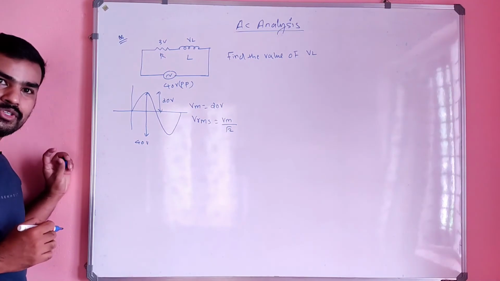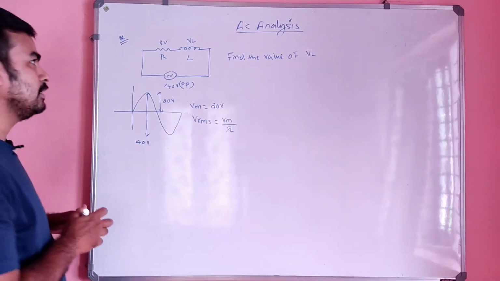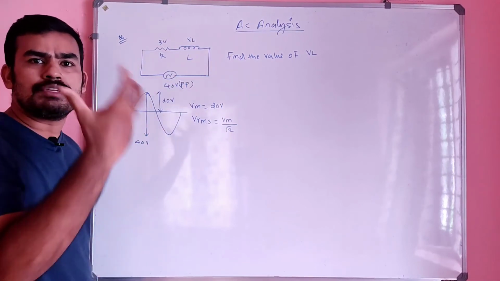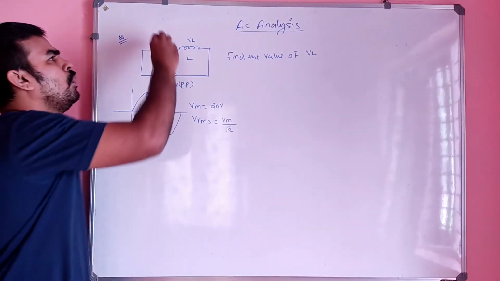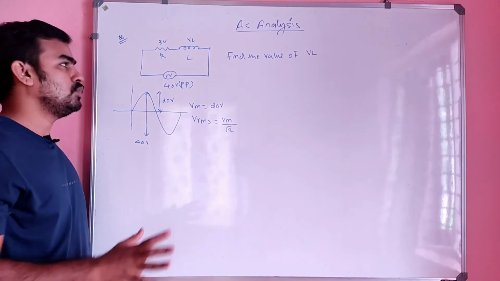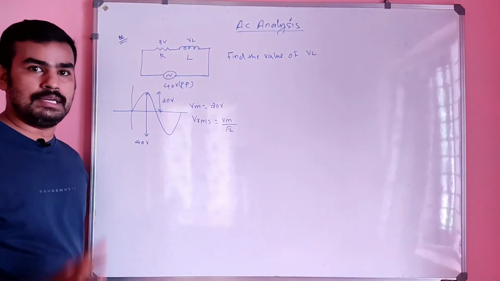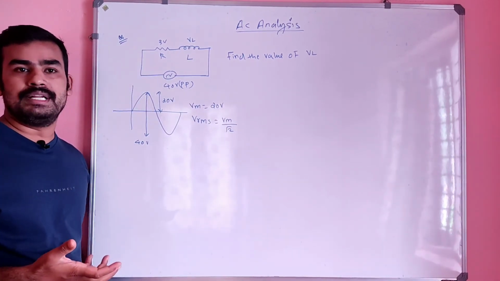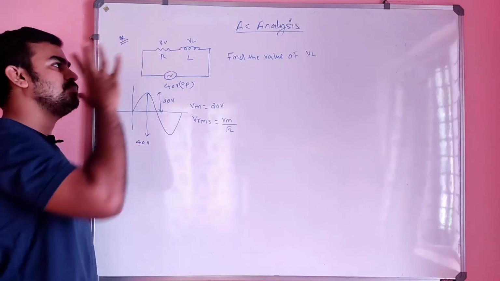It will be VM by root 2. I already said to you that the voltages across all these terms will be in terms of RMS values. Clear? So you have to do the problems in RMS values, not in maximum or simply DC or average values. You have to do all problems in RMS values.